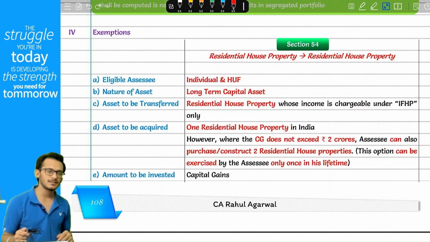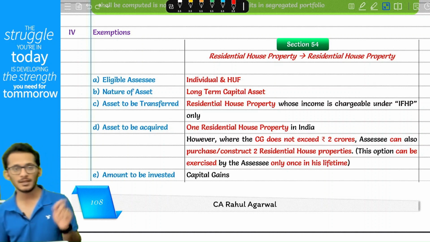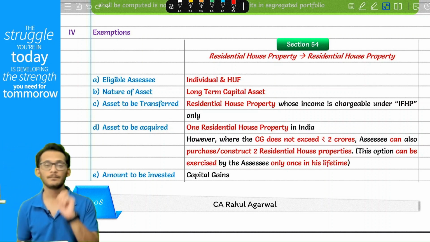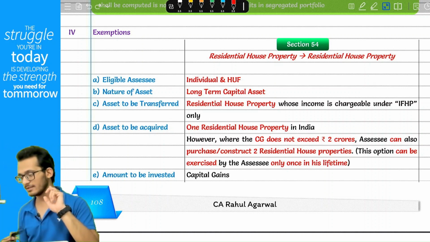How much should I invest, Rahul? In 54, you should invest the capital gains. In 54F, you should invest the net consideration. You should invest the net consideration.